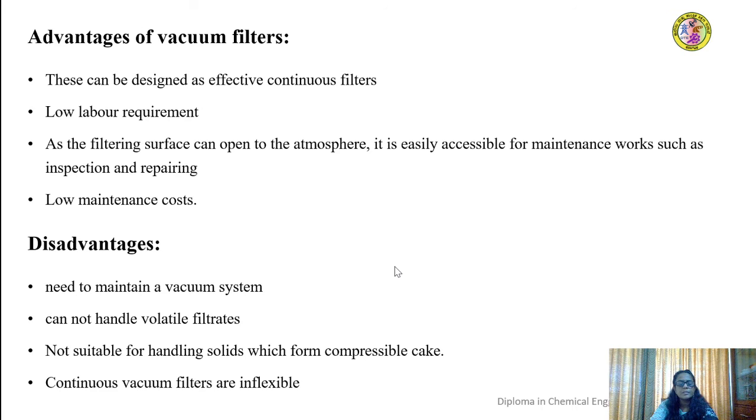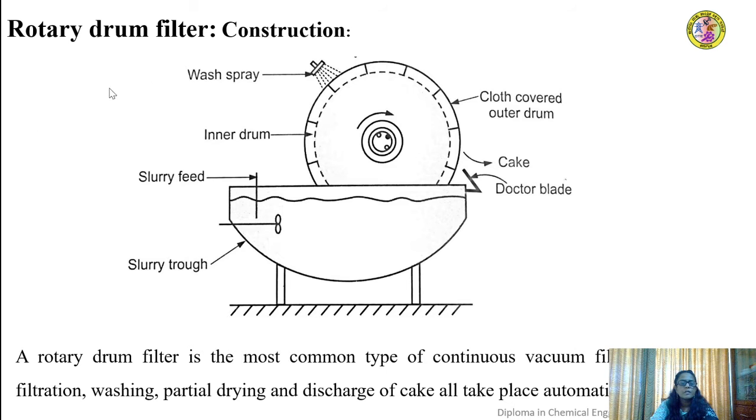So continuously operated vacuum filters are not that flexible in operation. That is an added disadvantage of vacuum filters. As I told you already, the rotary drum filter is a continuous vacuum filter that is widely used in industrial operations. This is the most common type of continuous vacuum filter.